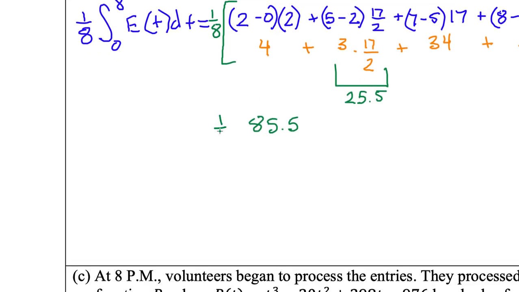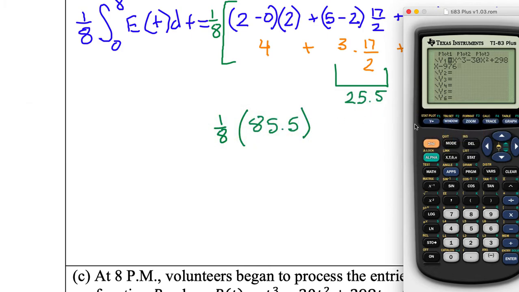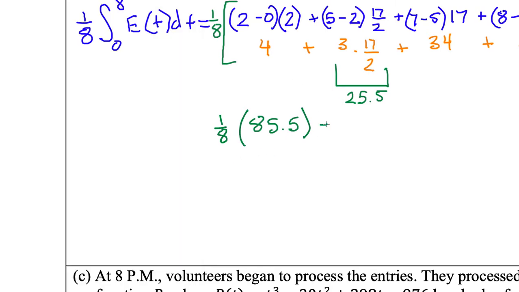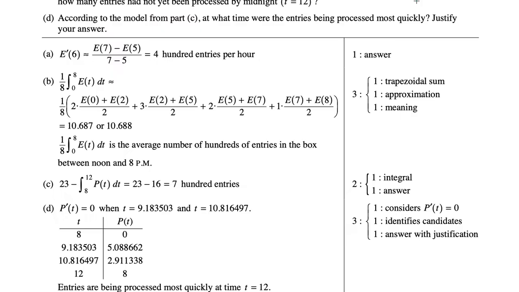So I have 1/8 of this, and that's where I actually do need a calculator. So let's pull this back up. I have 85.5 divided by 8, and I get 10.688. So this is equal to 10.688, and that is what they got for the answer key, I hope.